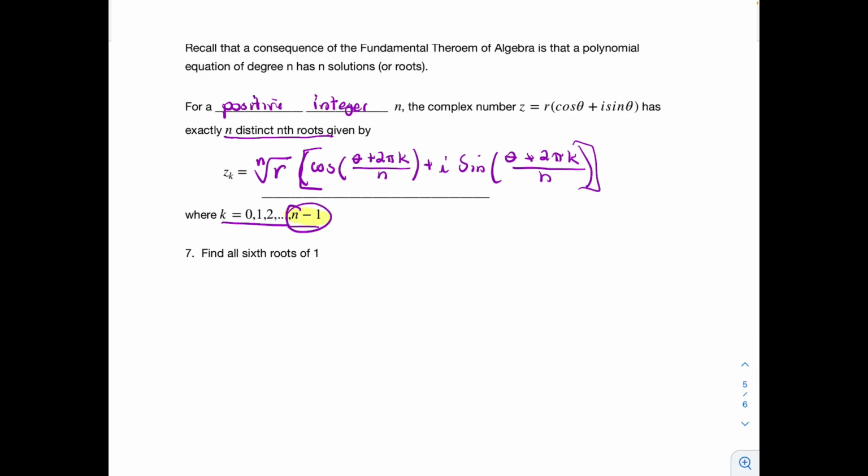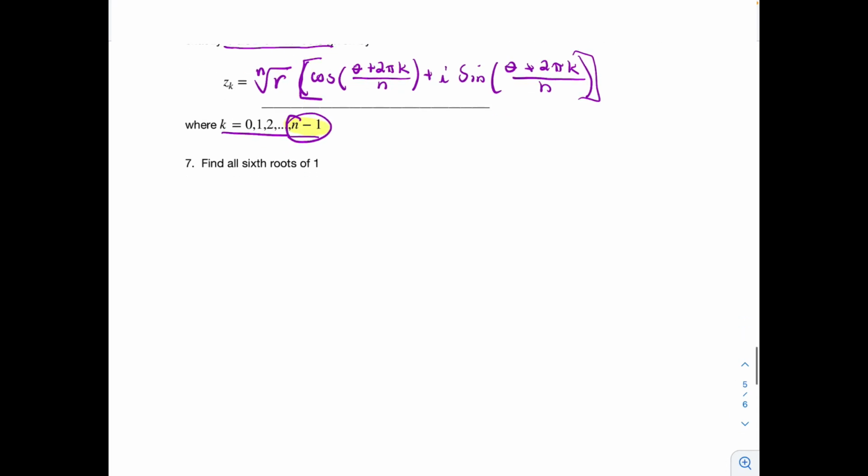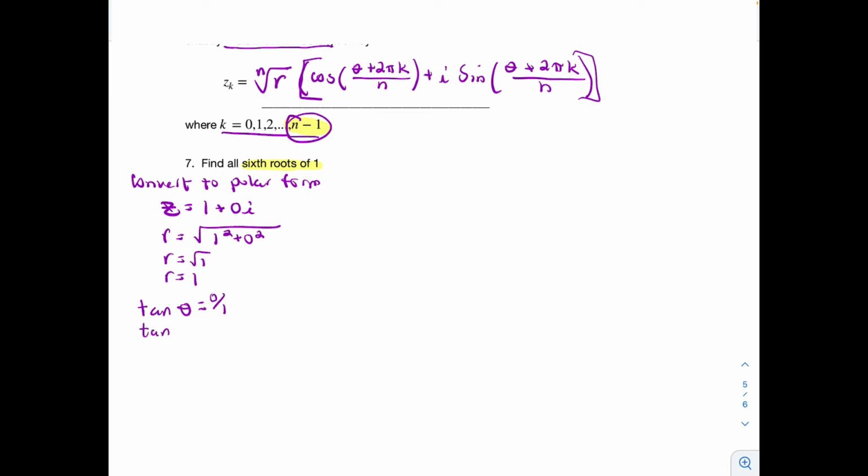So let me see how this would work out. For example, I want to find all 6 roots of 1. First off, I have to get the number 1 converted into polar form. If I wrote that in standard form, that would be 1 plus 0i. Then I find my modulus, which is r equal to the square root of a squared plus b squared. In this case, it's just the square root of 1, which is 1. Then I need to find my argument, where tangent of theta is equal to 0 over 1, or tangent of theta equals 0, and that would be 0 radians.